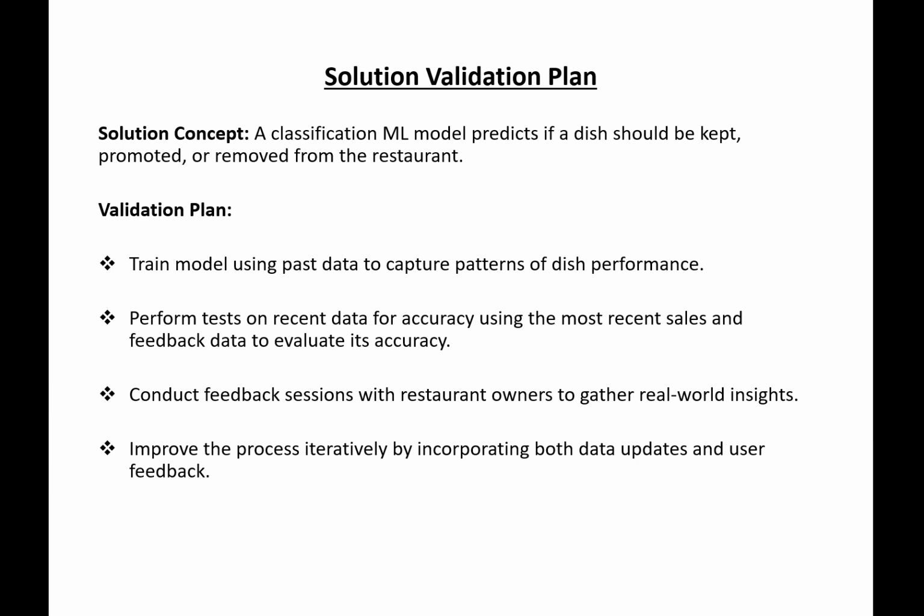First, train the model using past or historical data to capture patterns of dish performance. Perform additional tests on recent data for accuracy, and then compare it to the most recent sales and feedback data to evaluate its accuracy. Also conduct feedback sessions with restaurant owners to gather real-world insights on their products, and also improve the process iteratively.